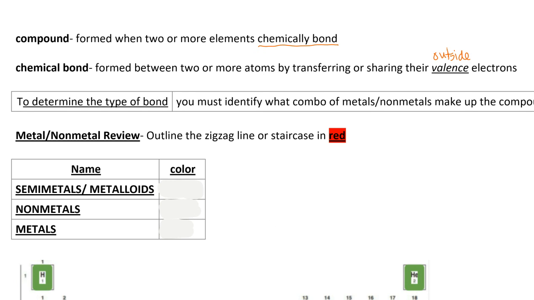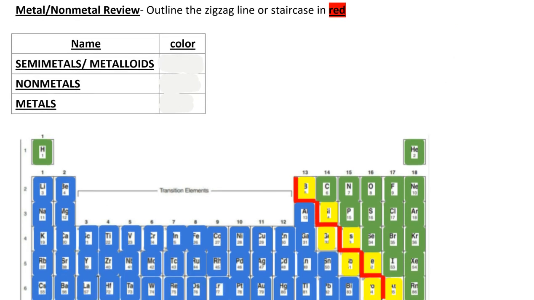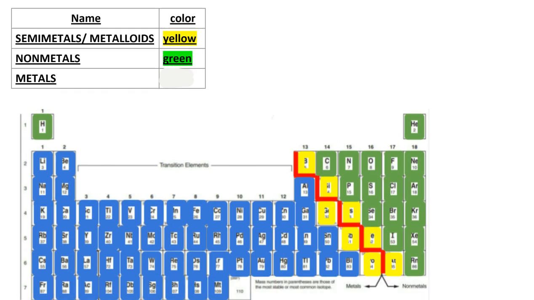So first thing I want you to do is grab some colored pencils, and remember the divider between the metals and nonmetals is the staircase or the zigzag line. And so you can see I did mine here in red. Okay, you can pick whatever color. We need to remember where all of these things are. So the semi-metals or metalloids, I did mine in yellow. Those are the ones that are touching the zigzag except for aluminum. Nonmetals are to the right plus hydrogen. I did mine in green. And metals are everything else in blue, okay?